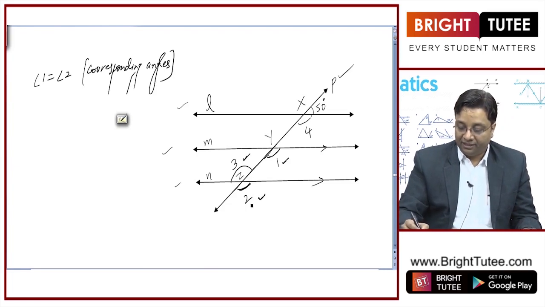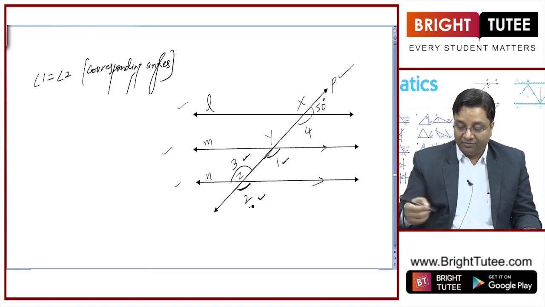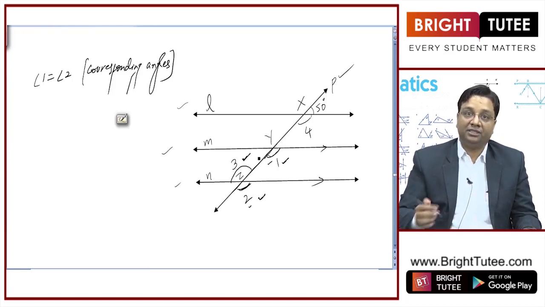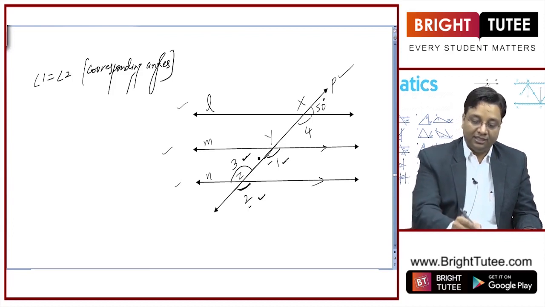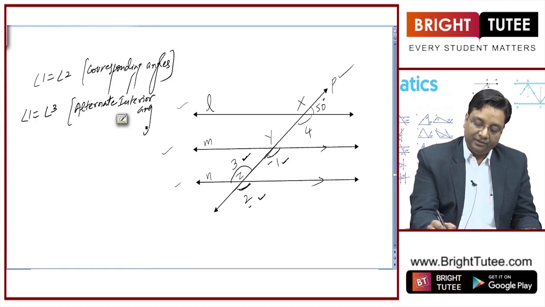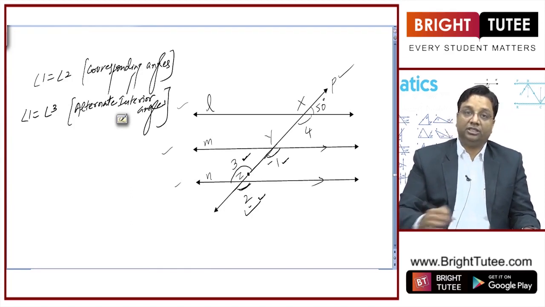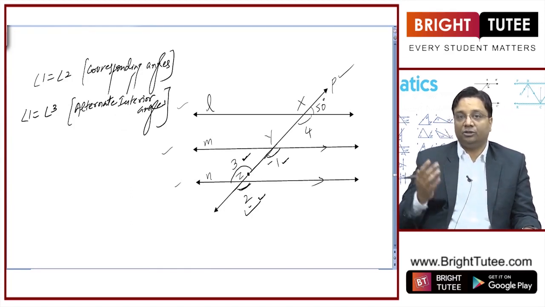Now look at angle 3. Angle 3 is equal to angle 2. Why? Because they are vertically opposite. Otherwise, you could have also said that angle 1 is equal to angle 3 because they are alternate interior angles. So any of the reasons you can give. Otherwise, you can use this logic that angle 2 is equal to angle 3 because they are vertically opposite angles.